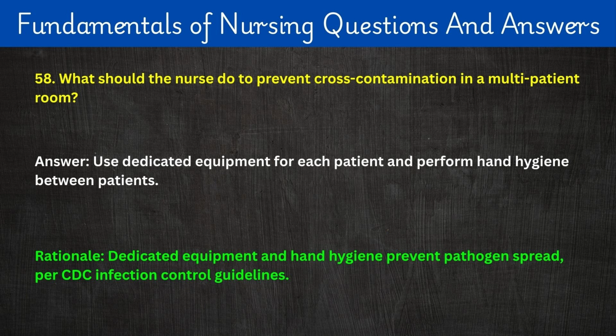58. What should the nurse do to prevent cross-contamination in a multi-patient room? Answer: use dedicated equipment for each patient and perform hand hygiene between patients. Rationale: dedicated equipment and hand hygiene prevent pathogen spread, per CDC infection control guidelines.